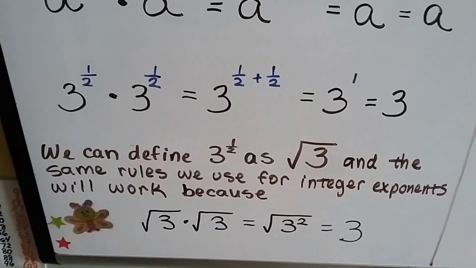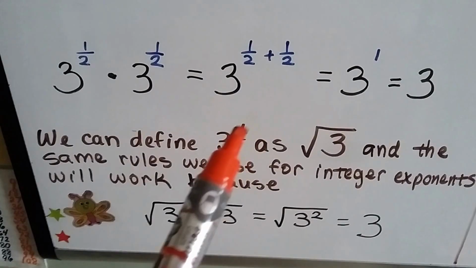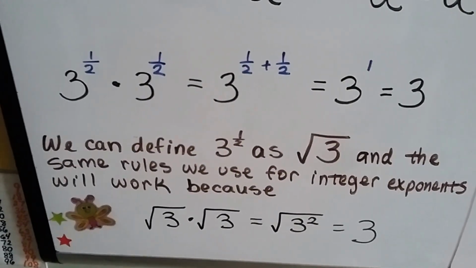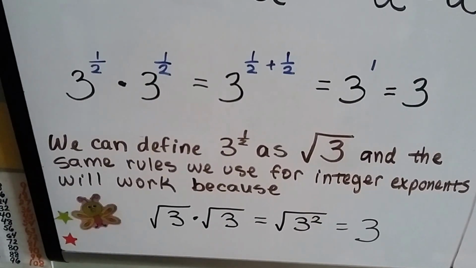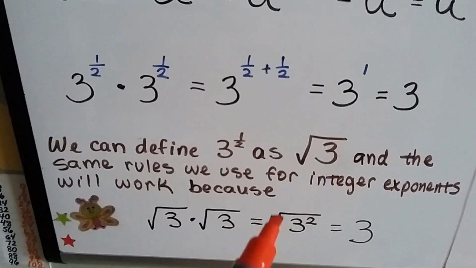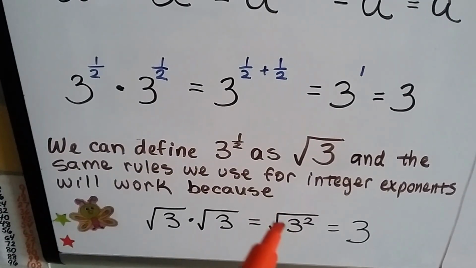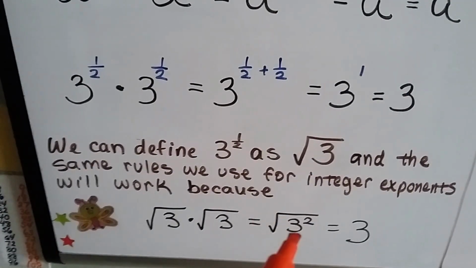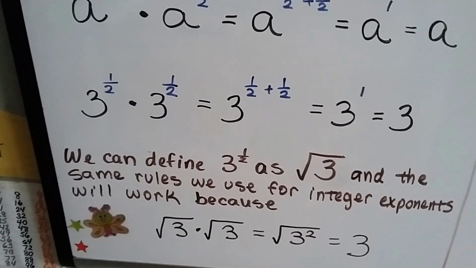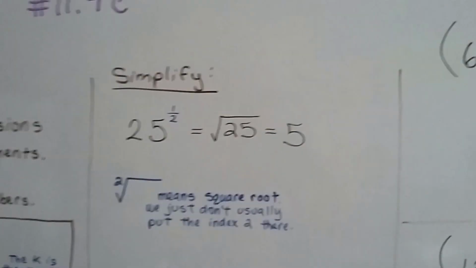We can define 3 to the half power as the square root of 3. And the same rules we use for integer exponents will work, because the square root of 3 times the square root of 3 is the same thing. It's equal to the square root of 3 squared. That's 3. I know this sounds confusing, but just keep watching and this will all make sense, okay?